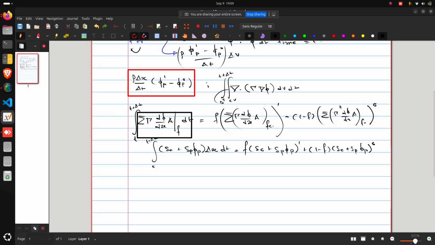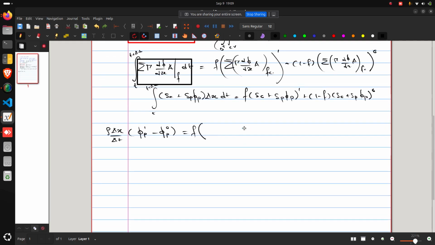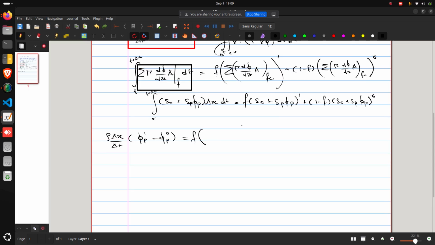Okay, so now we have on the left-hand side rho delta x by delta t times (phi p1 minus phi p naught) is equal to f. We'll just break it down, right? This will be nothing but the summation of the two phases. In the 1D case, it is the east phase and the west phase.